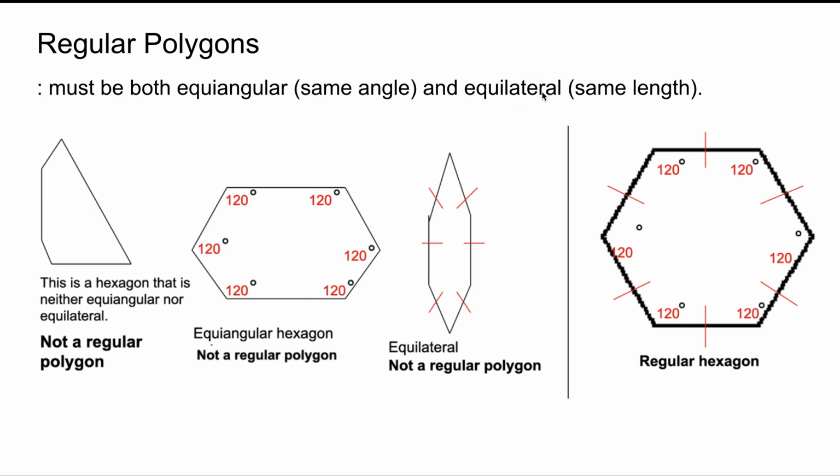Equal, lateral. Equilateral means same length. So regular polygons have same length, and it's "and," not "or": same length and same angles. Okay, so let's take a look at this example.